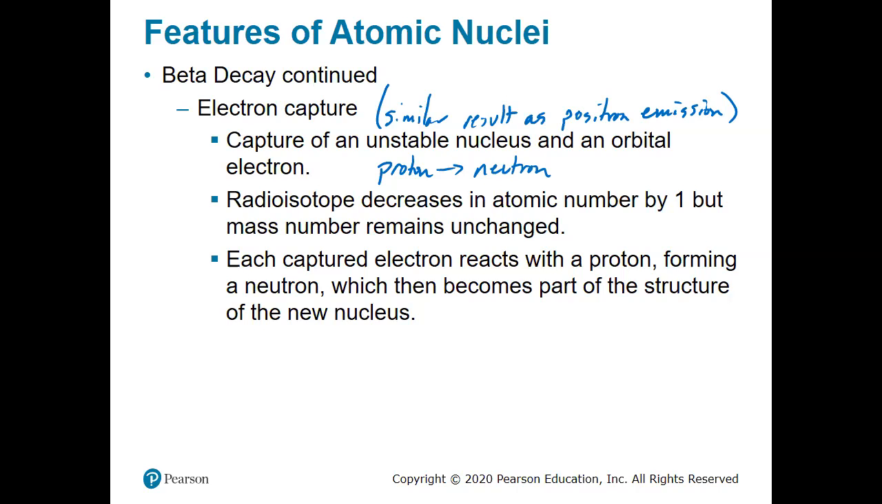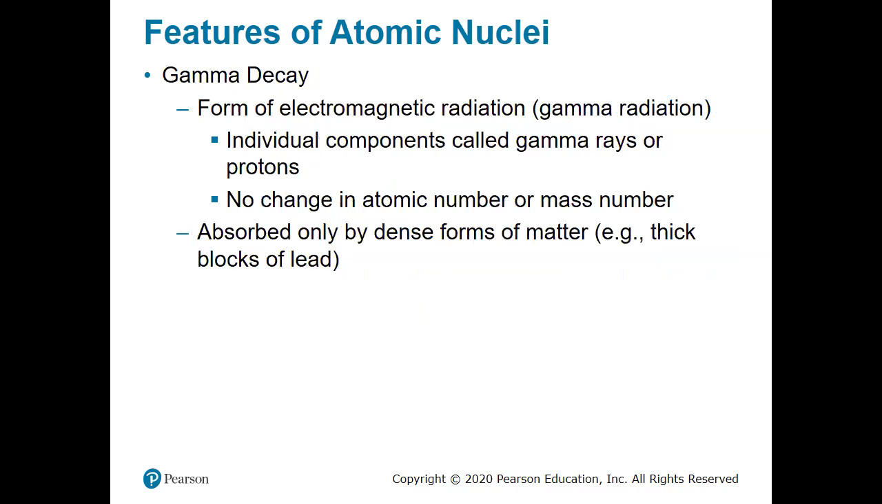So we've talked about alpha decay. We've talked about beta decay. All that's left is the gamma decay. Now, gamma decay is pure energy. So we've got the Greek letter gamma. It has no charge. It has no mass. It is pure electromagnetic radiation.